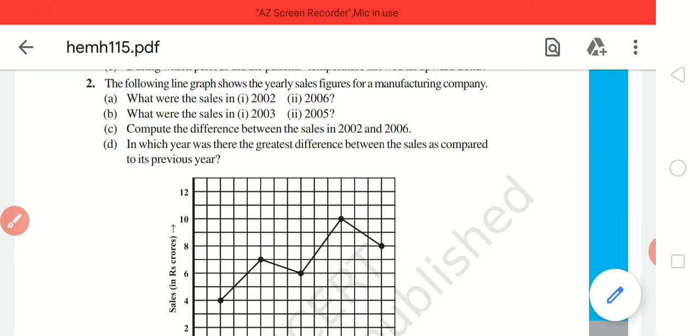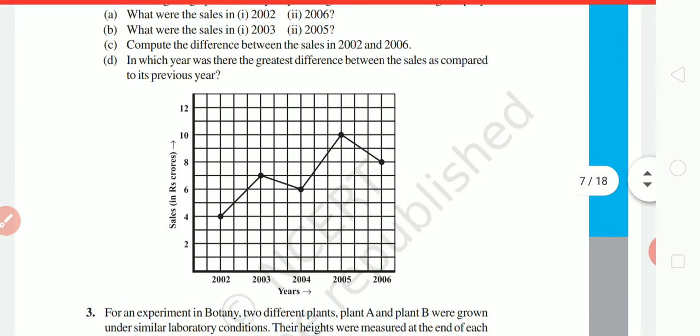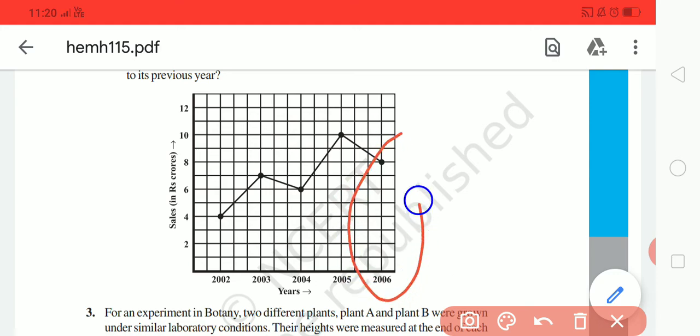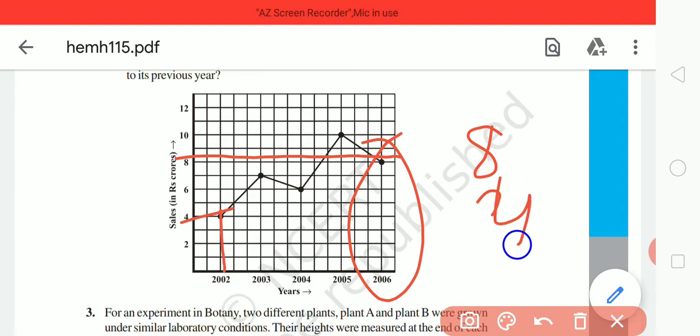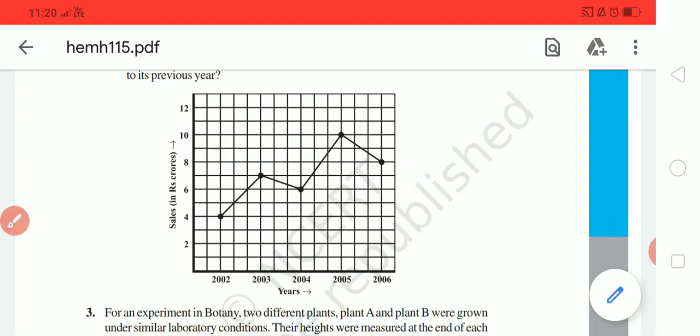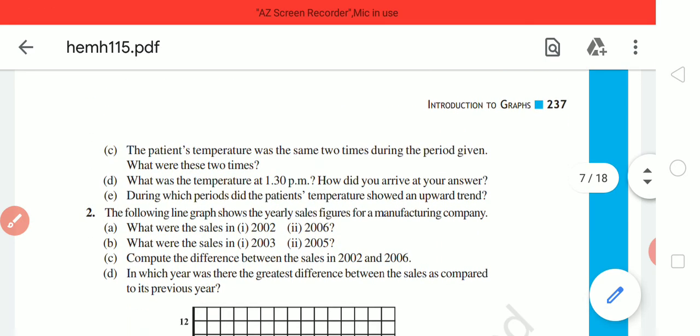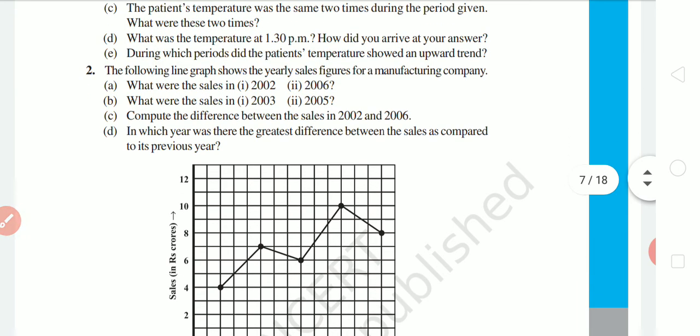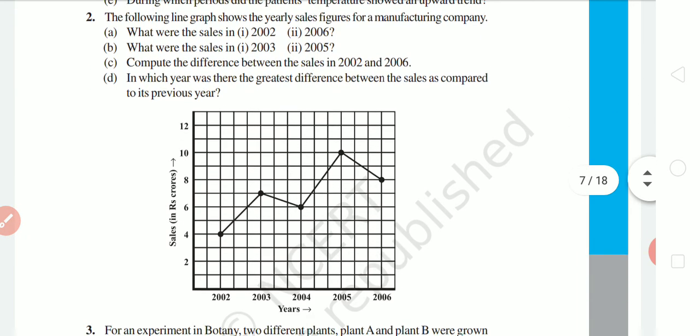Come to the next part. Compute the difference between the sales of 2002 and 2006. In 2006 it is 8 crores, and in 2002 it is 4 crores. So what is the difference? This is 4 crores. A difference of 4 crores, right? So it is the difference of 4 crores between the sales of 2006 and 2002.